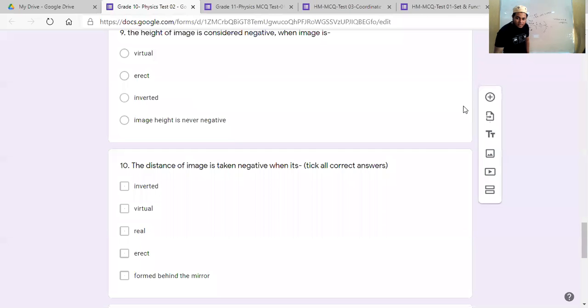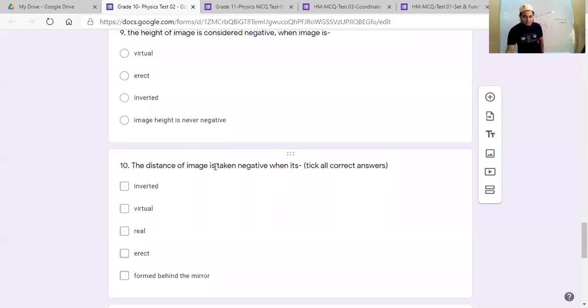Okay. Then we have the next question. The distance of image is taken negative when it is, tick all correct answer. There might be some questions like this where you have to tick more than one correct answer, and those will be check boxes. Here you can see there is only one correct answer and they are circles, but here these are check boxes. You have to mark all the correct answers.